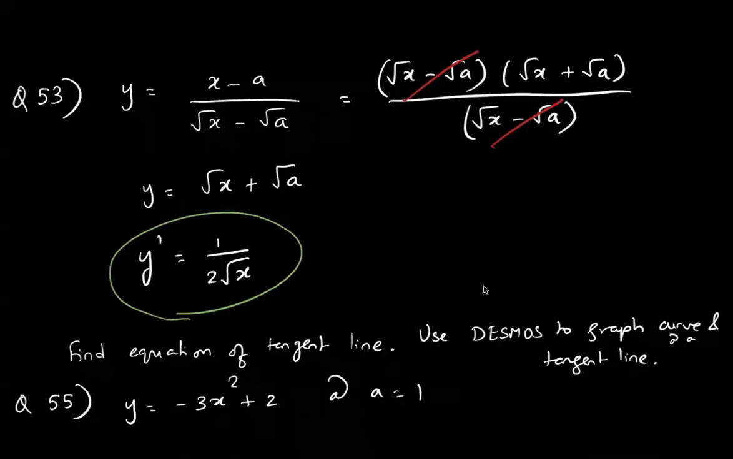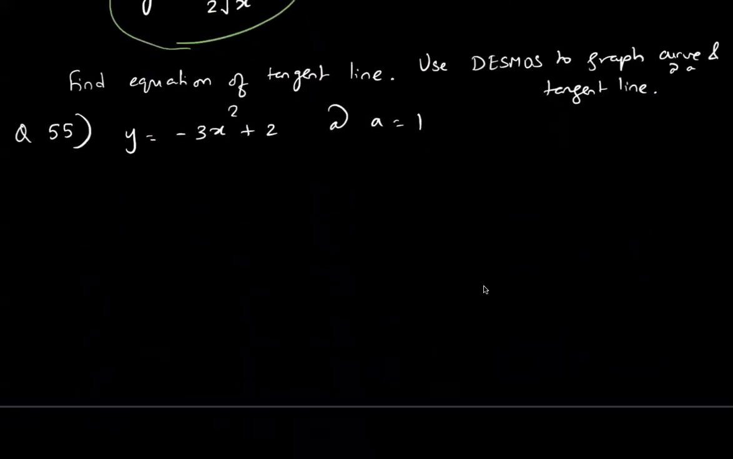Okay. So then in this next problem, you are asked to find the equation of a tangent line, and then just for learning purposes, you may go to desmos.com and you can graph f of x equals negative 3x squared plus 2. And then once you have the equation of the tangent line, you can do that as well and see how they both look together. Okay.